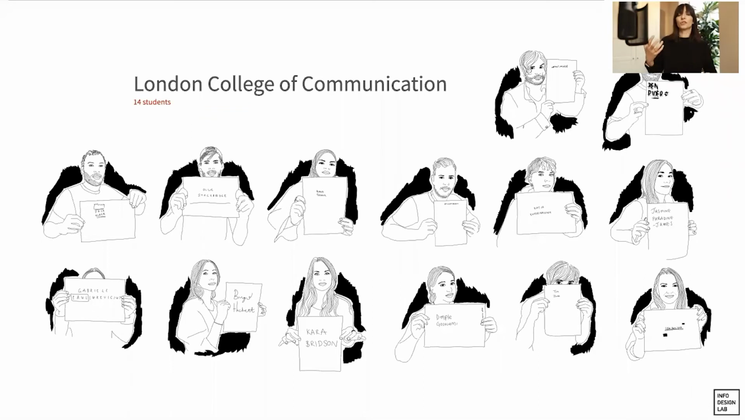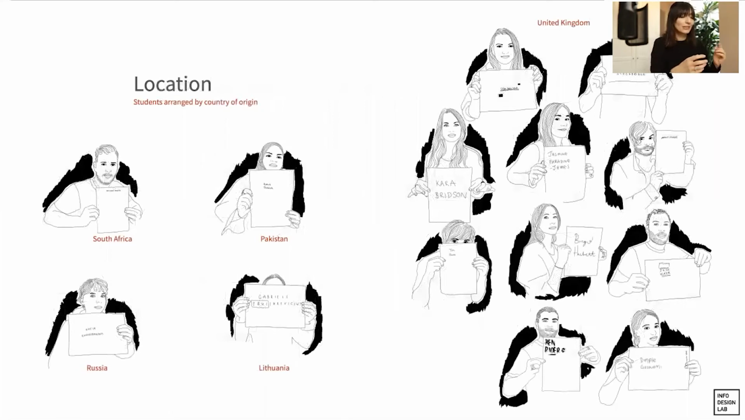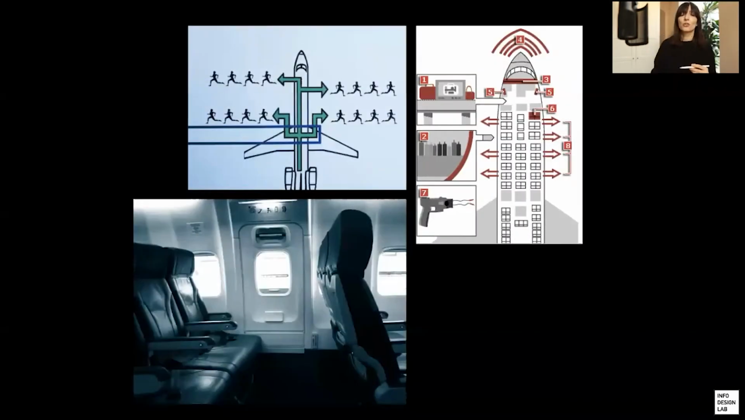So given a group of students, in this case 14 students that we had in a course at the London College of Communication in London, you could organize them by location. So students can be arranged by country of origin, and you will notice that most of them arrive from the United Kingdom. Locations are natural ways of organizing data with important connections to geographical position. In some cases, maps are so important. Think how easy it would be to find the exit of an airplane if they were listed in alphabetical order with no diagram? It would be completely useless.